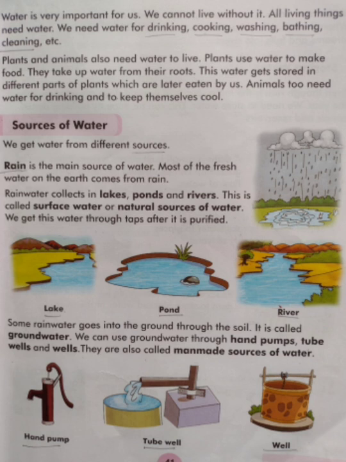Most of the fresh water on the earth comes from rain. Yes, the fresh water comes from the rain. So the main source of water is rain.